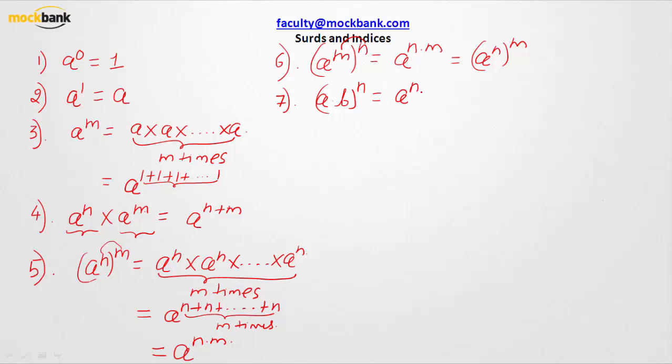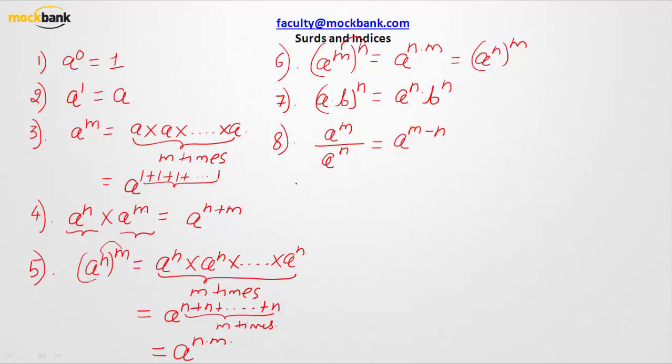I'll write it to be a^n times b^n, right? The eighth rule in this case is, say I have to divide a^m by a^n. What do I do over here? In rule number 4, when you're multiplying, you are adding the powers. Whenever you divide, you will subtract the denominator's power from the numerator's. m is in the numerator, n is in the denominator. The value is going to be a^(m-n).